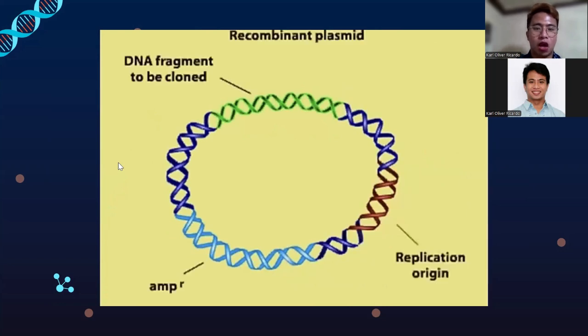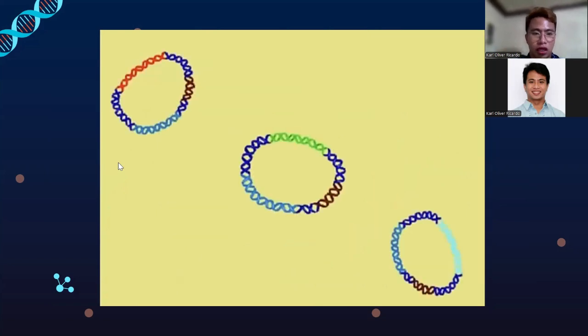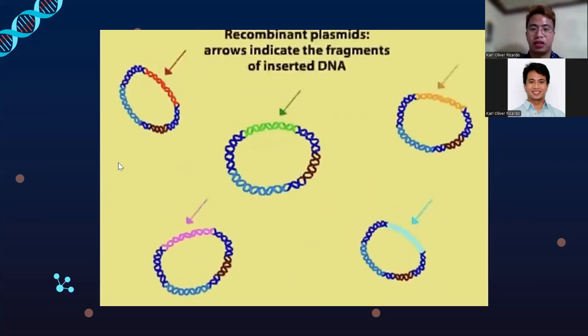Okay, so the fragment of an ampicillin resistance gene and a gene replication origin, or a pool or library of circular recombinant plasmids, is created. Ayan. So each plasmid now carries a unique fragment of foreign DNA as indicated by this, ito po, yung mga colored na arrows. Ito na po yung mga recombinant.